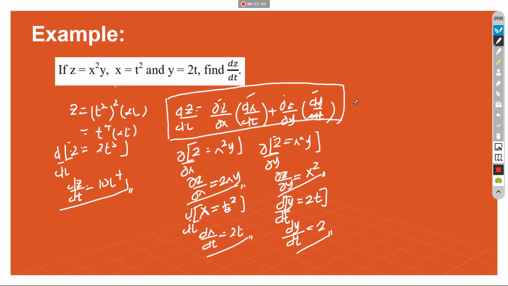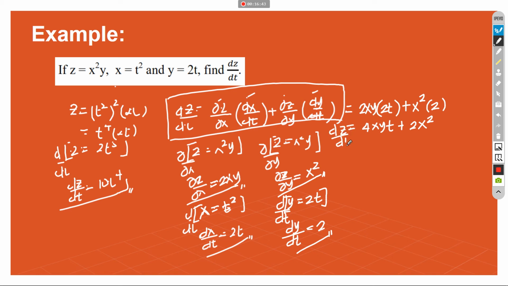Okay, so, pagbabalikan ko na tong equation na to. So, meron na akong partial derivative ng c with respect sa x. Ito yun, si 2xy times dx over dt, which is 2t. Okay, plus partial derivative ng c with respect sa y, which is x squared, times dy over dt, yung kasasolve lang kanina, times 2. So, we have 2 times 2, 4xyt plus 2x squared. So, siya yung dc over dt.